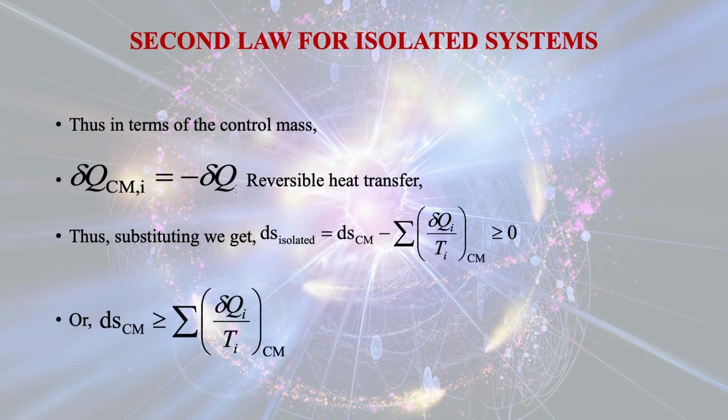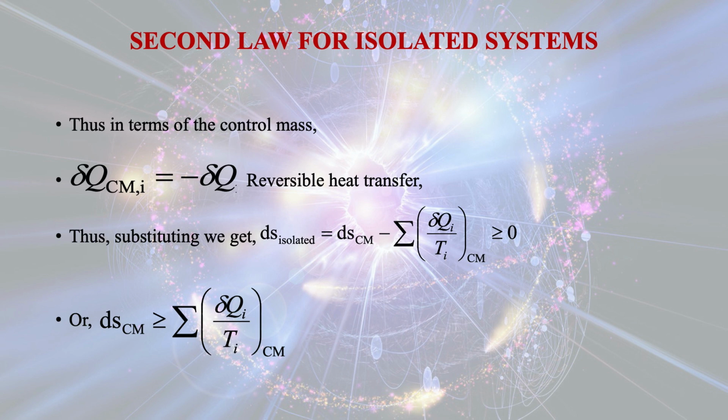Thus, in terms of control mass, del Q Cm is equal to minus del Q reversible heat transfer. Thus, substituting, we get dS isolated, that is the change in entropy for an isolated system, is equal to the change in entropy for the control mass minus summation of del Qi by Ti Cm, is greater than or equal to 0.